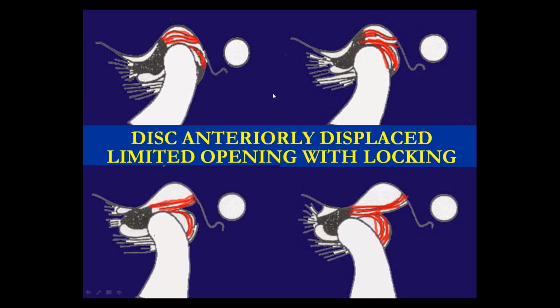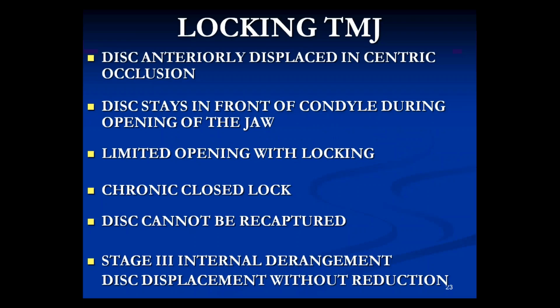So you really need to get your patients to see someone who specializes in this if they can only open 30 millimeters. You're supposed to be able to get 3 fingers between the front teeth. If you can't get 3 fingers between the front teeth, there's a chance that you've got a closed lock. So the disc is in front of the condyle the whole time in centric occlusion, stays there, limited opening with locking, chronic closed lock, the disc cannot be recaptured, and that's stage 3. My recommendation to any of the dentists that are listening: if you have a chronic closed lock, get that patient referred to someone who specializes in TMD, don't treat those patients, and get them there within 5 months.